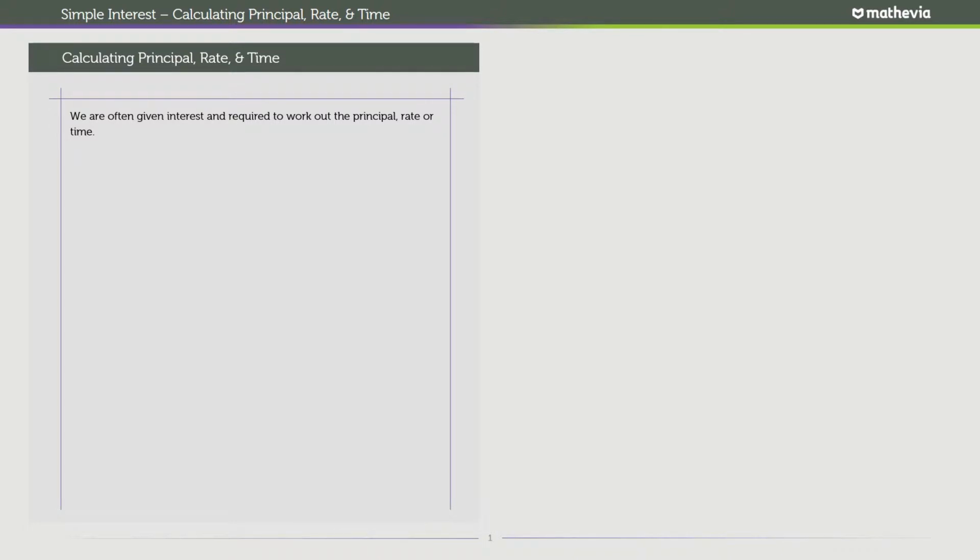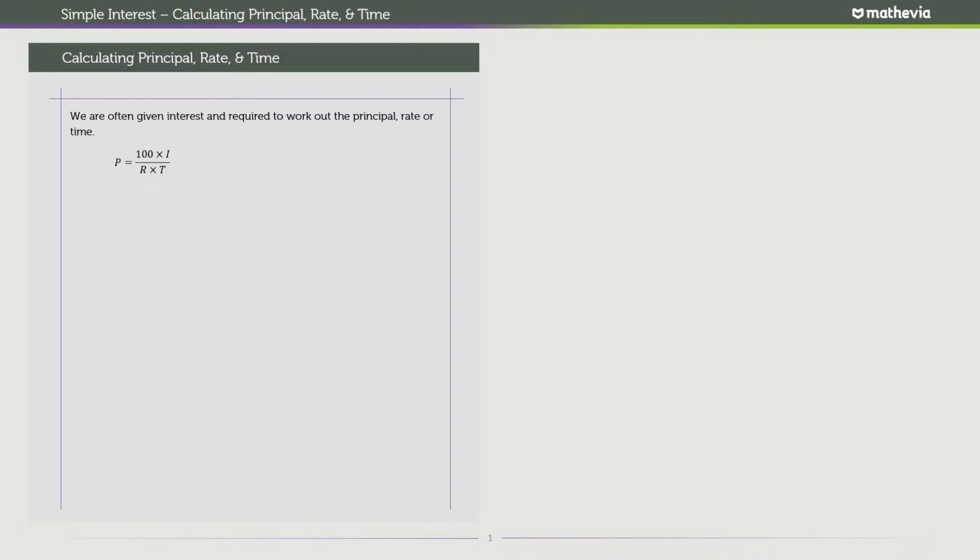Now, what if you were given the interest and you were asked to calculate any one of these three? Okay, so basically you could be given the interest and asked to work out the principal, rate, or time. If you're looking to work out the principal, what you do is you multiply the interest by 100 and you divide by the other two. If you're looking to find any of them, multiply interest by 100 and divide by the other two.